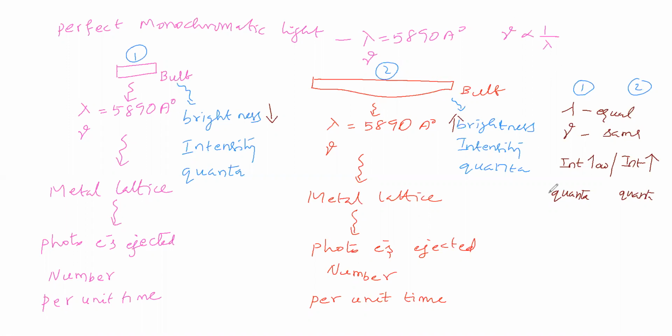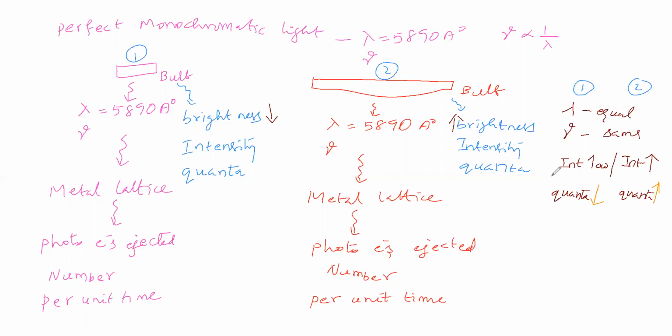So the number of quanta emitted by the first bulb, do you say it is low or high? You are saying that the number of quanta emitted by the first bulb is low, and the number of quanta emitted by the second bulb is high. Quanta is plural. These are nothing but energy particles coming out from the bulb.